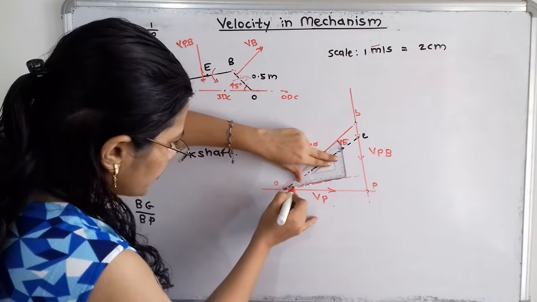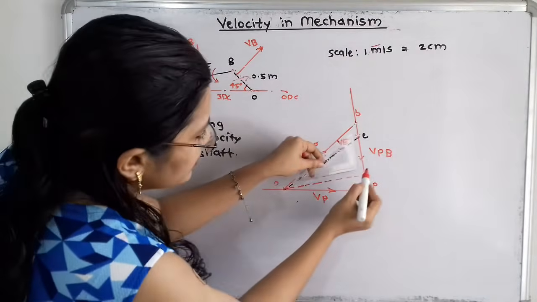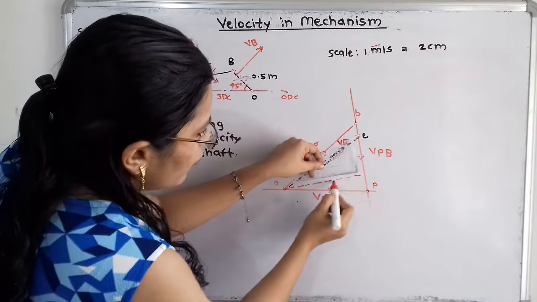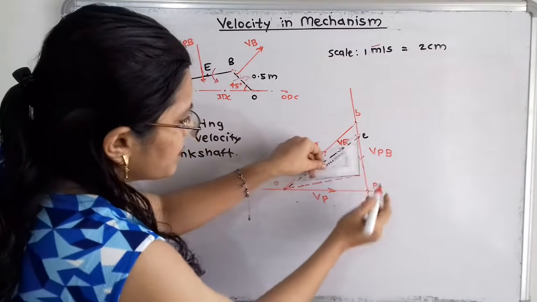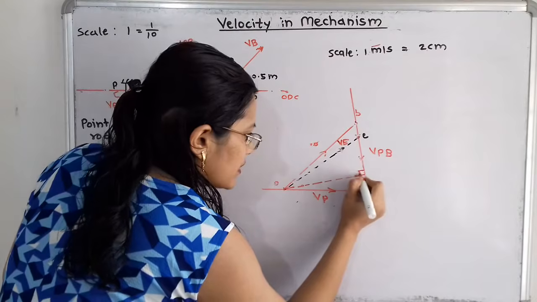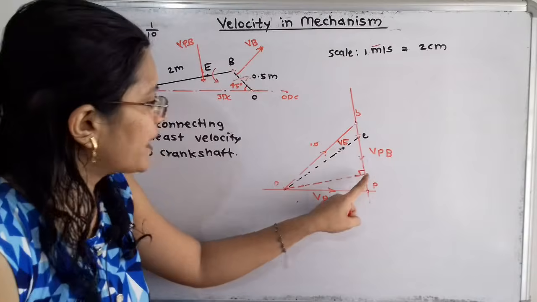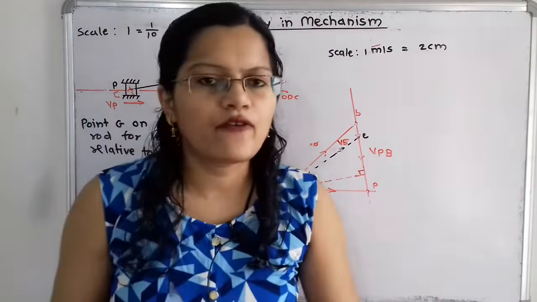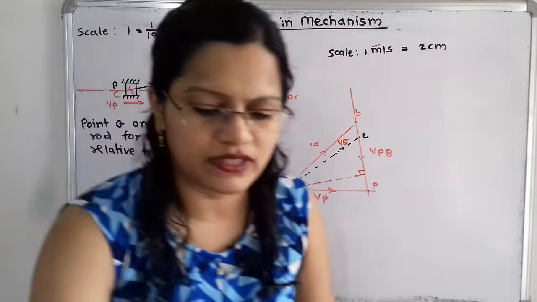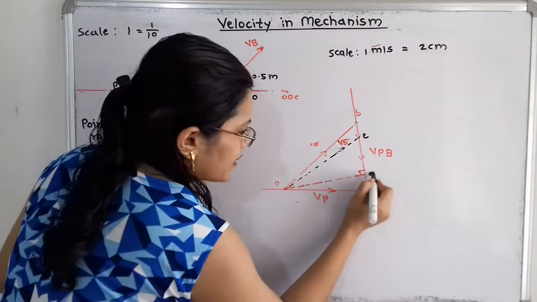If we observe, this is the line that is passing through point O. This line in the form of a dash and this link BP are perpendicular to each other, so I have to show the perpendicular angle here. This is the point, the point G, for which there is the least velocity. So I will locate it. This point is the point G.